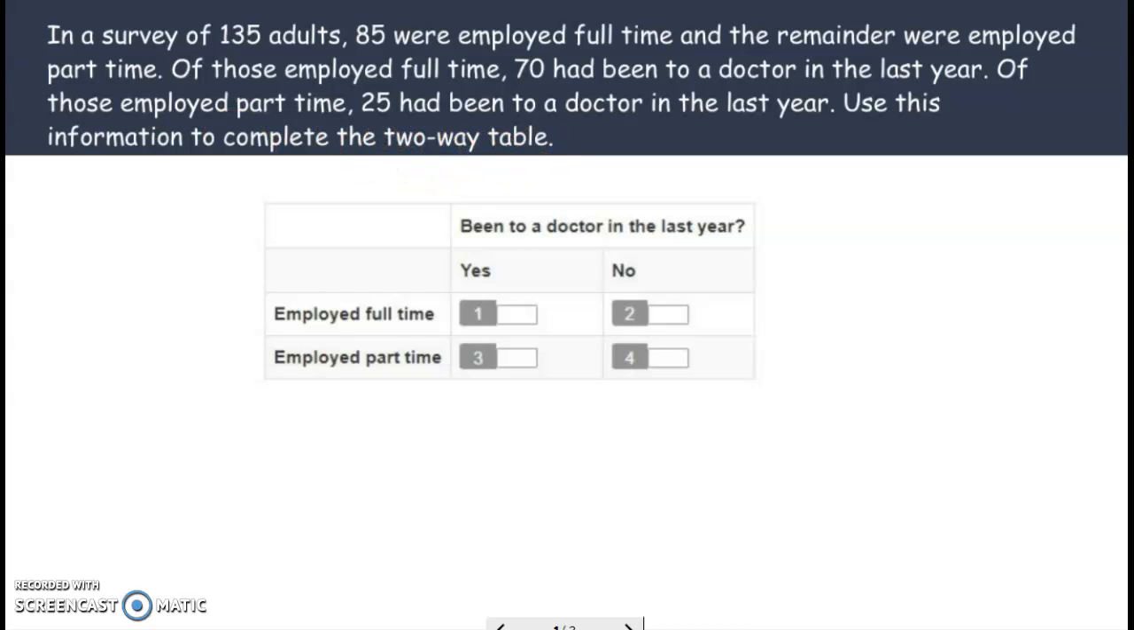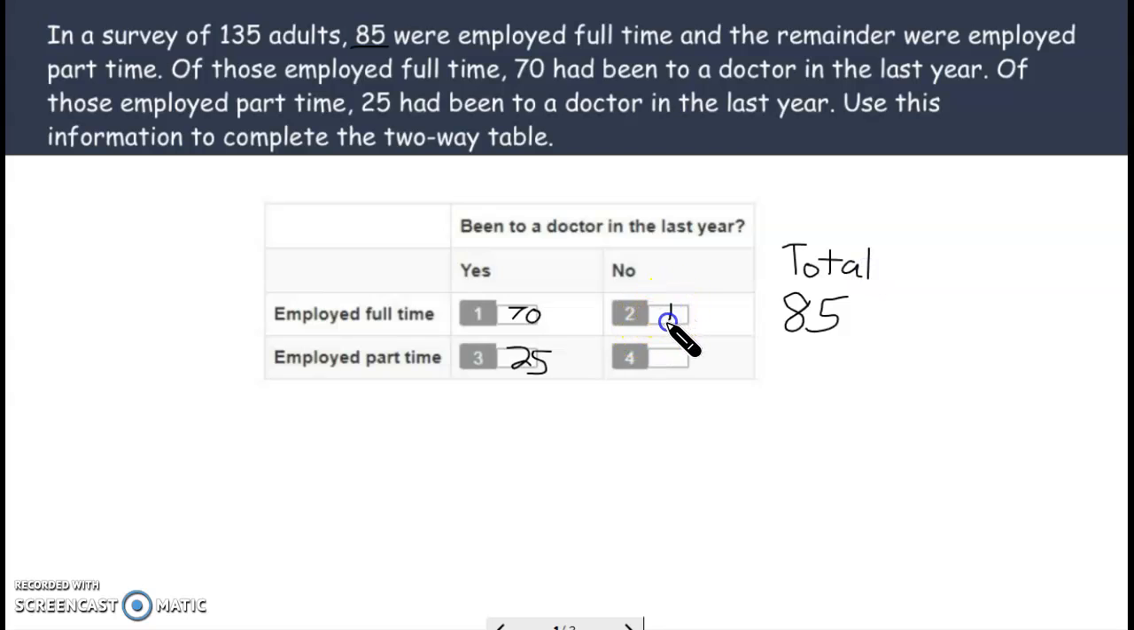Alright, so we can fill out some of this information. For the first slot here, it said 70 had been to a doctor who were full-time employees. We can figure that out. And then it said of those that were part-time, 25 had been to a doctor. So here in this slot here, we know that's going to be 25. Now, we know that it said in the very first sentence, 85 were employed full-time. So we can kind of have a total running out here just to keep track of our numbers.